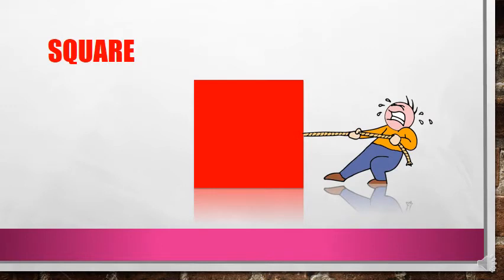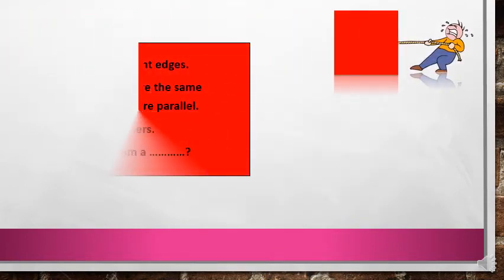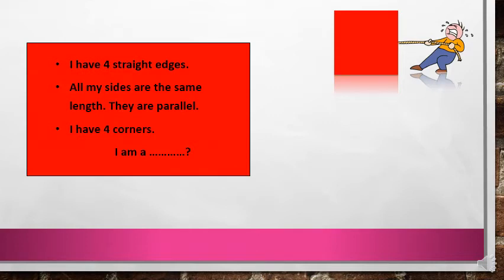The second shape is square. I have 4 straight edges. All my sides are the same length. They are parallel. I have 4 corners. So who am I? I am a square.